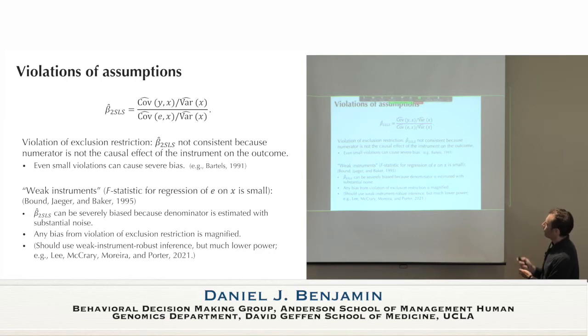The way to think about why that matters is that if you have a low F statistic, then this denominator is going to be noisily estimated. And that can really affect what you're getting, both in terms of the variation of your estimate, but also the expectation of this thing. In order for the expectation to be the right expectation, you need the denominator to be estimated pretty well.